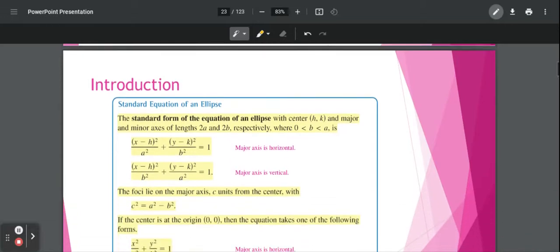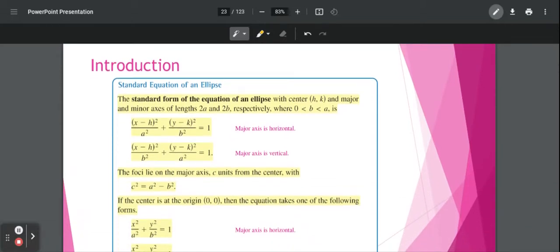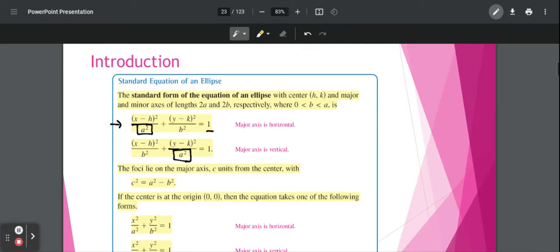So your standard form, if you have a horizontal ellipse, which means the major axis is on the horizontal axis, then you have (x minus h) squared over a squared plus (y minus k) squared over b squared, and the ellipse will always equal 1. If the major axis is vertical, what happens is that your a squared goes under the (y minus k) squared. So wherever your a squared value is, if it's under the x, then the major axis is horizontal. If it's under the y, then the major axis is vertical.